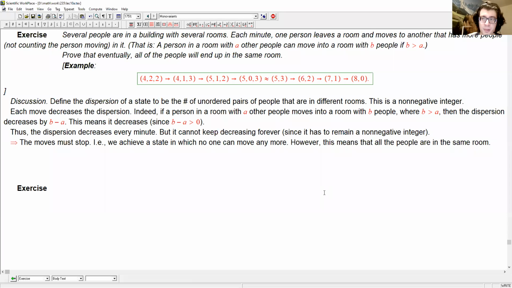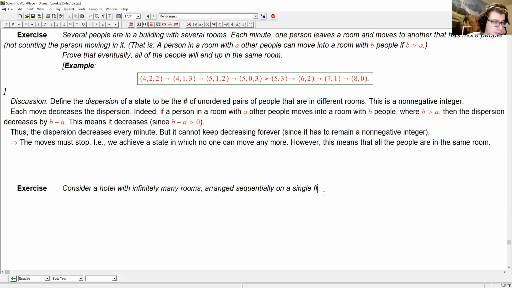The next problem is probably the hardest one you're gonna see in this course. It looks fairly innocent, so consider a hotel with infinitely many rooms, arranged sequentially. So a single floor and a big corridor, one room after the other, on a single floor. The rooms are labeled by integers i in Z. Room i minus 1 is left of room i, and room i plus 1 is right of room i.